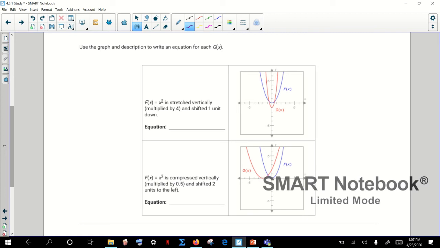So here we're combining stretching and shifting in order to write new equations. So we have the parent function of a parabola, x squared. So it's stretched vertically, we multiply it by 4, and shifted 1 unit down, okay? So our new function, let's call it g of x, is going to be, if we stretch it vertically, we're multiplying by 4, then we have x squared, and we know if we shift 1 unit down with a vertical shift, it just goes on to the end of the function, all right?